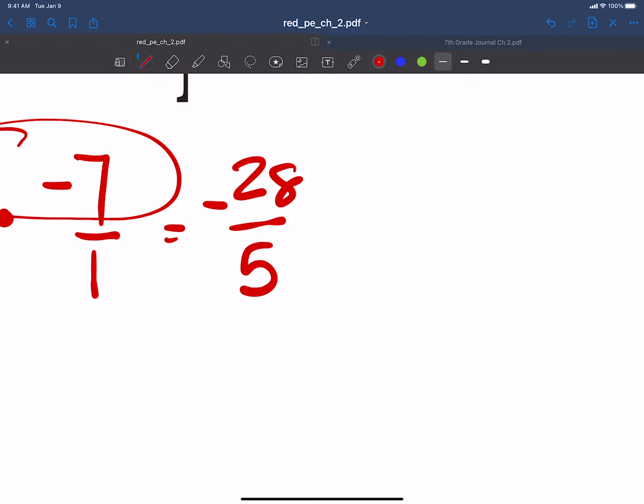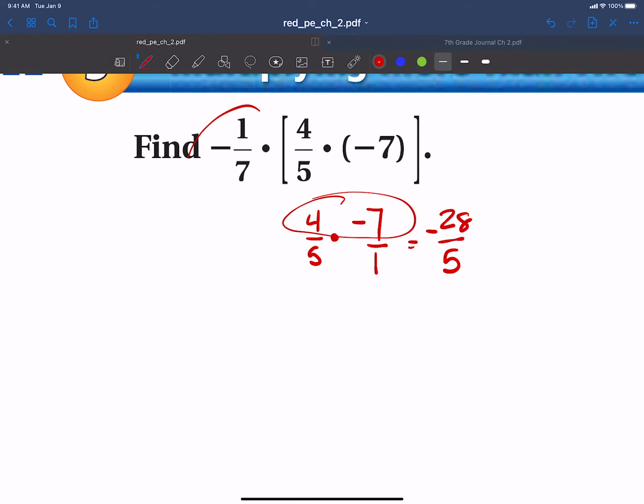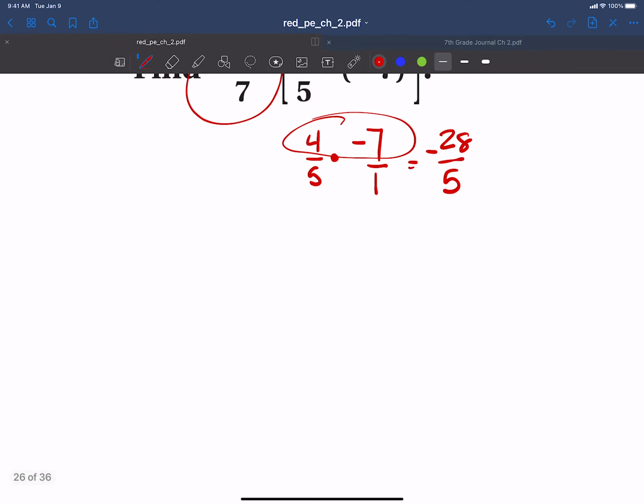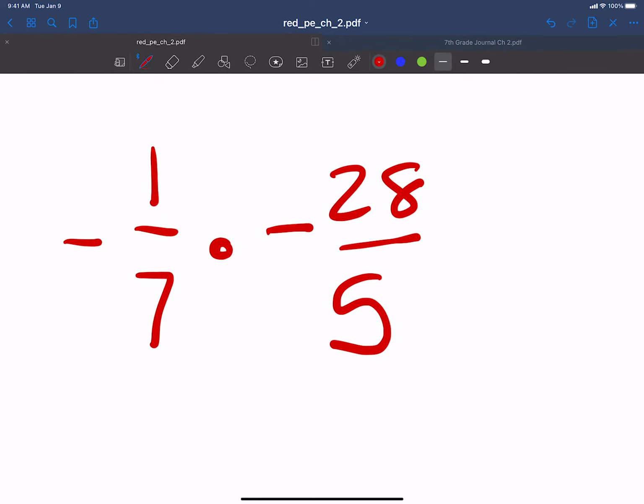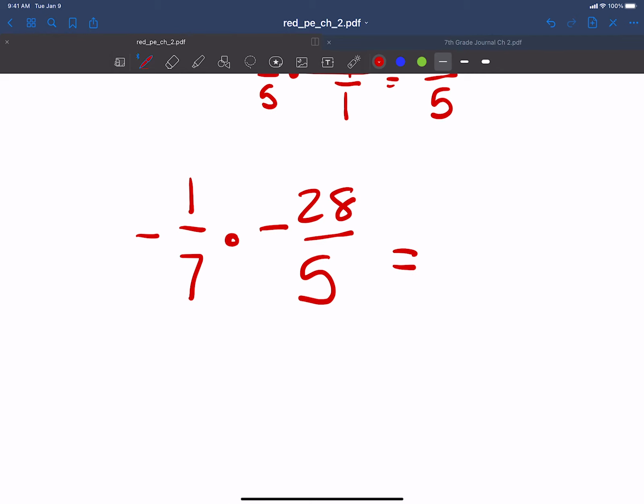Now, are we done? No. We forgot this little guy. Don't reduce yet. That would be silly. -1/7 times -28/5. Why do you know that? Because two negatives make a positive.